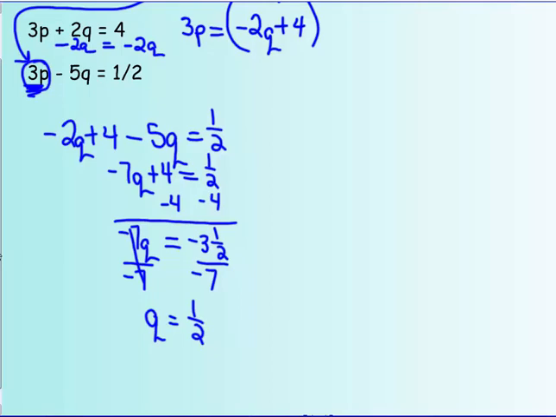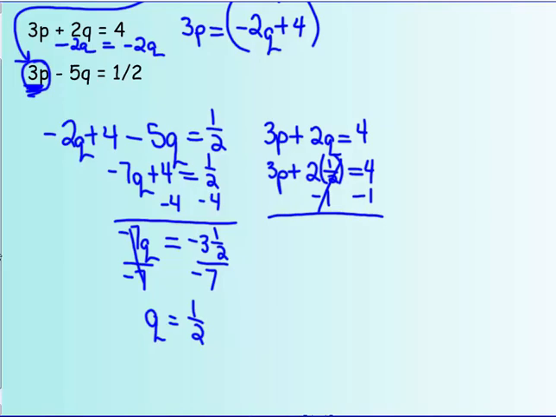So substituting in 3p plus 2q equals 4 to solve, I know what q is, I've got to figure out what p is. So 3p's plus 2 times 1/2, which is what I believe q is, equals 4. Well, 2/2 is a whole, that's 1, so if I subtract 1 from both sides, these cancel. Then I get 3p equals 3, dividing by 3, I get p is 1.